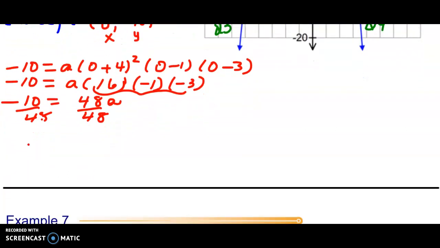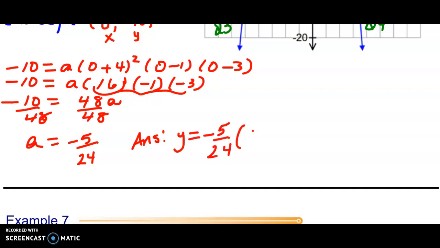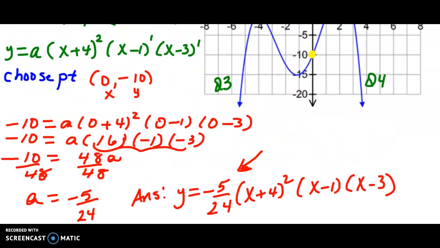Then we're almost done. So a would be -10 divided by 48, which reduces to -5/24. So my final answer for this polynomial would be y equals -5/24 times (x plus 4) squared, which are my factors and my multiplicity. But now I found that numerical value, which describes specifically that function.